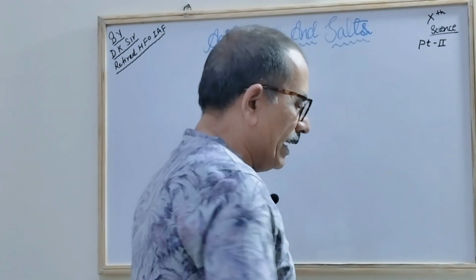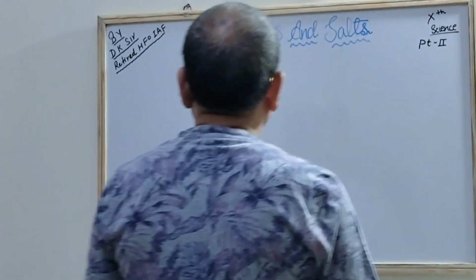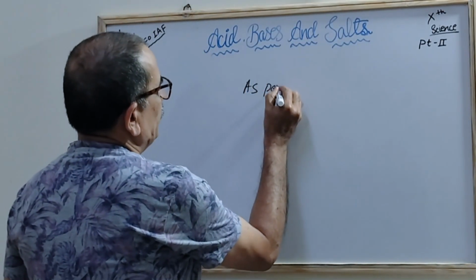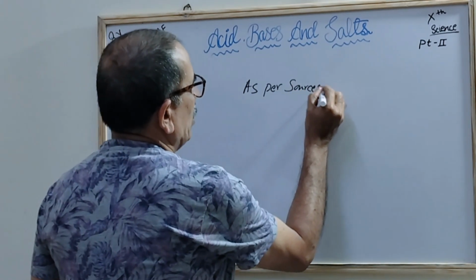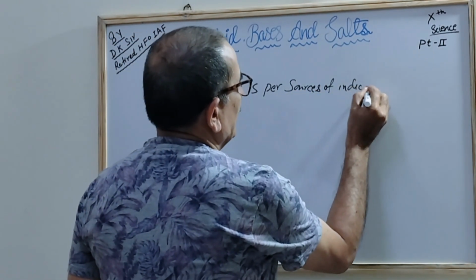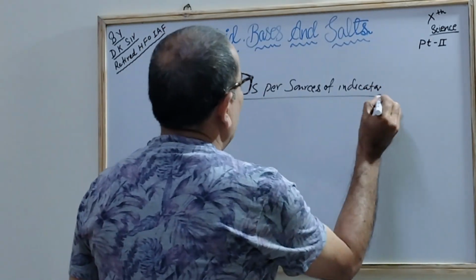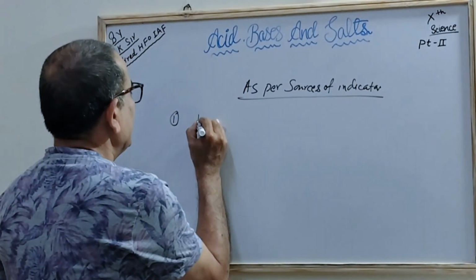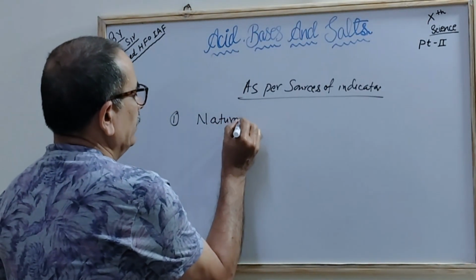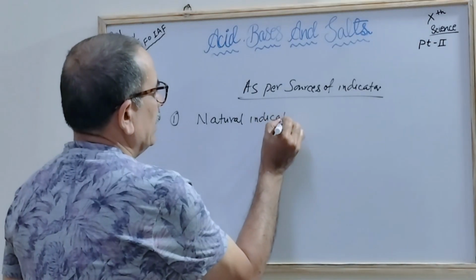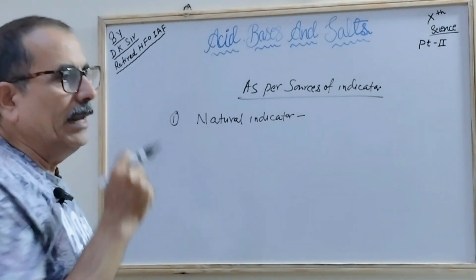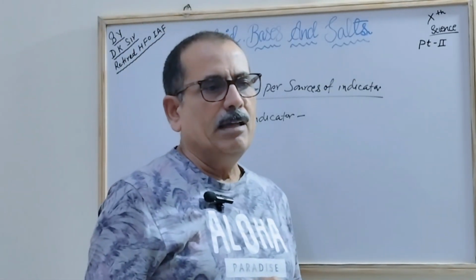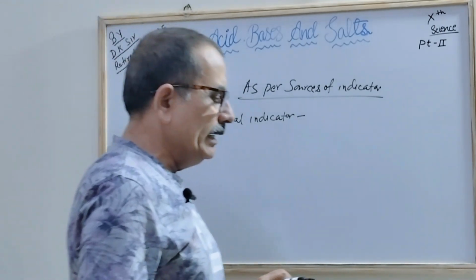The indicator we can divide into two parts. The sources of indicator can be of two types. The first we will talk about is the natural indicator. Natural indicator. This is the indicator whose source is present in nature. Some kinds of plants you will get from there. This indicator has been taken out of that.